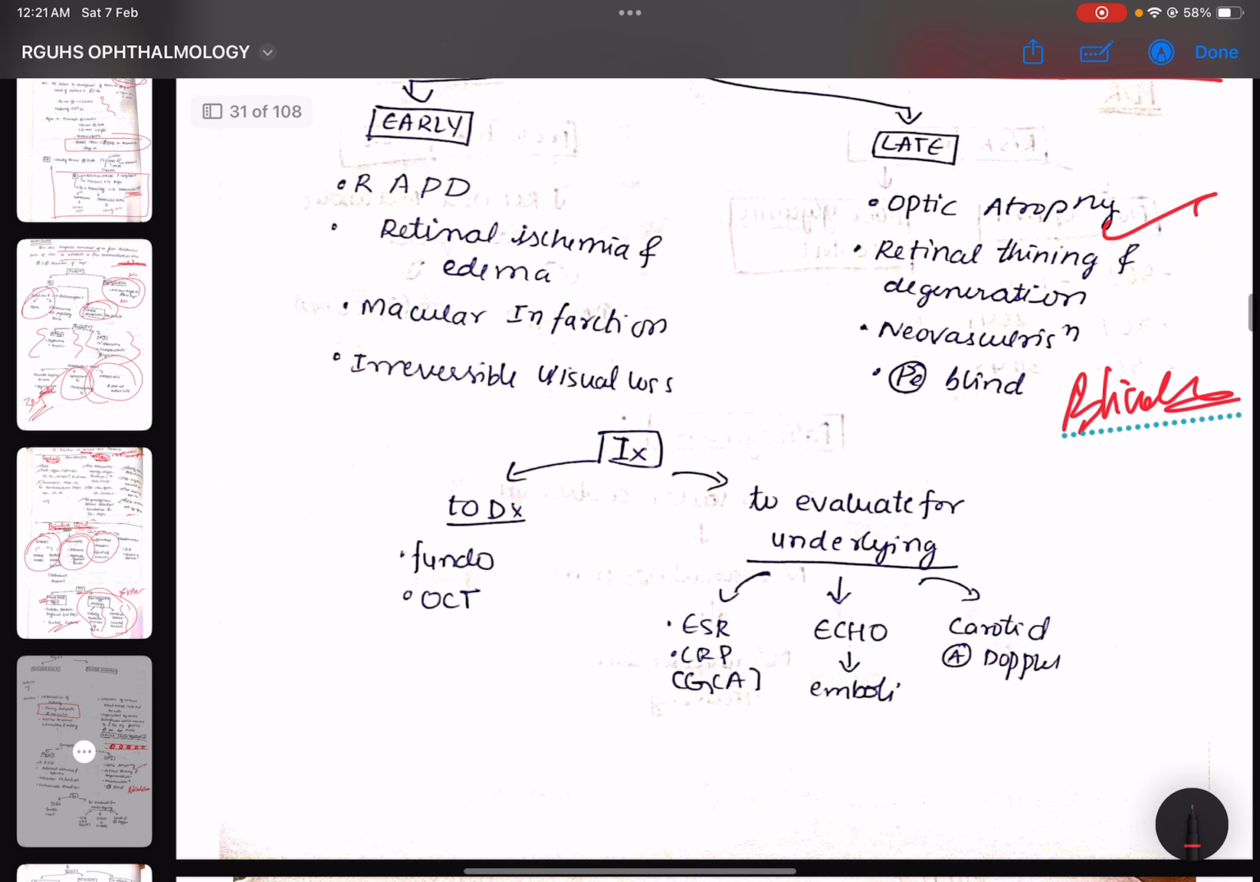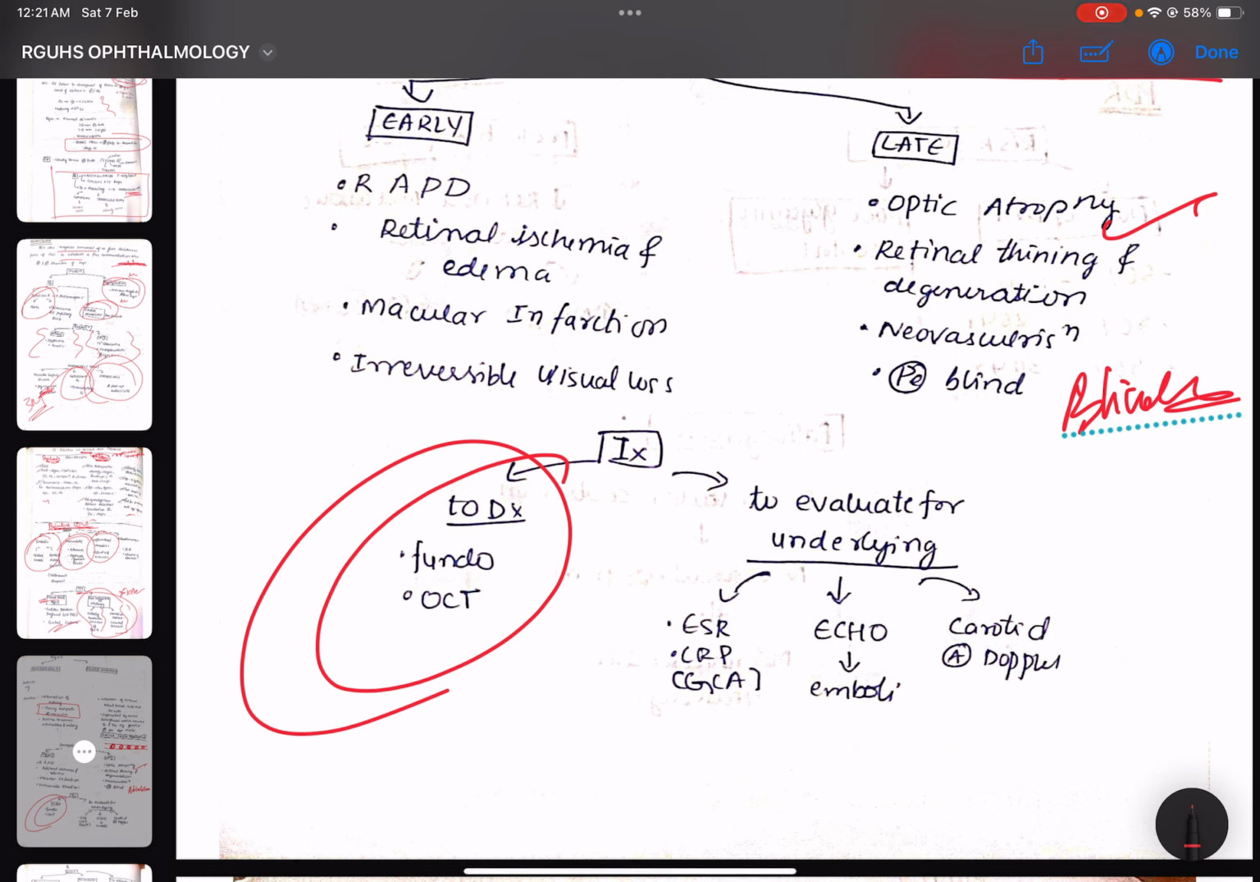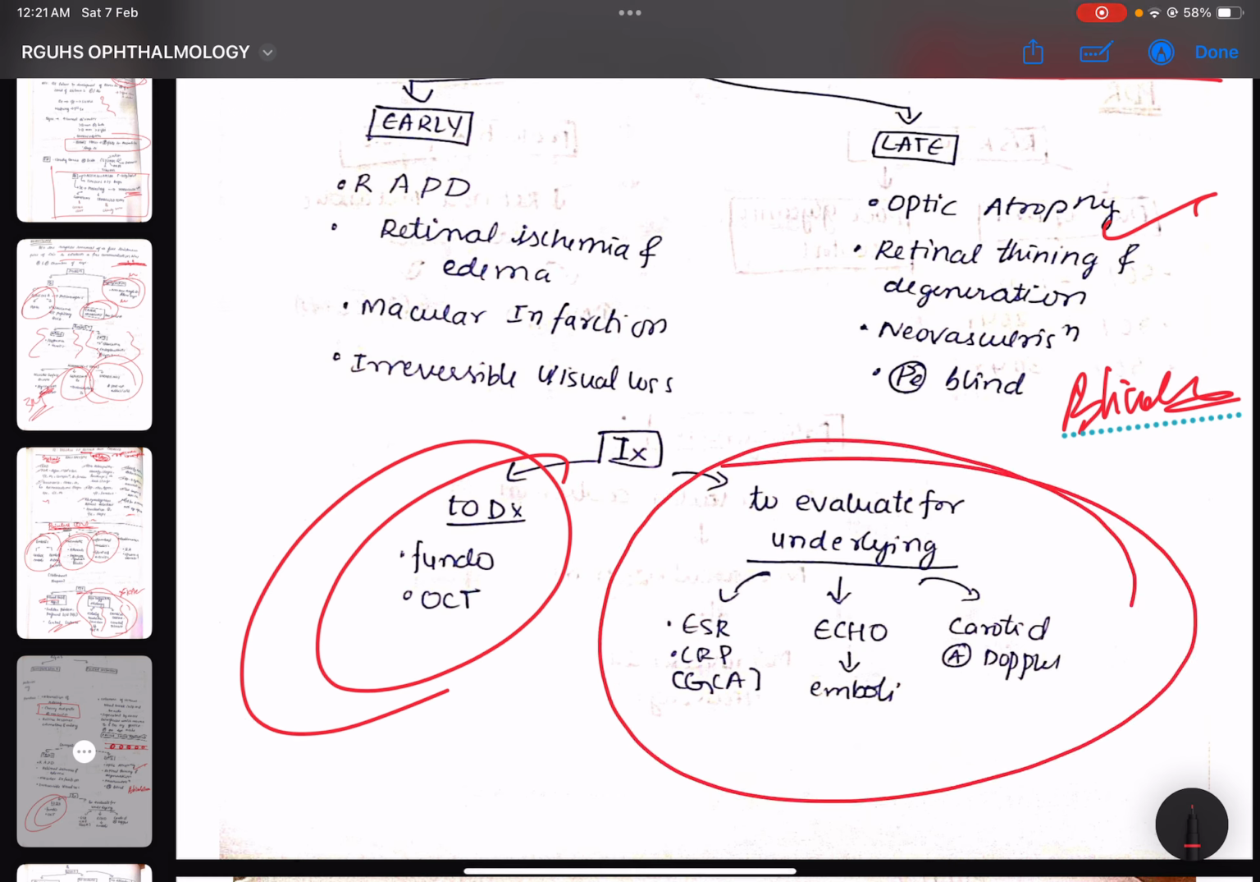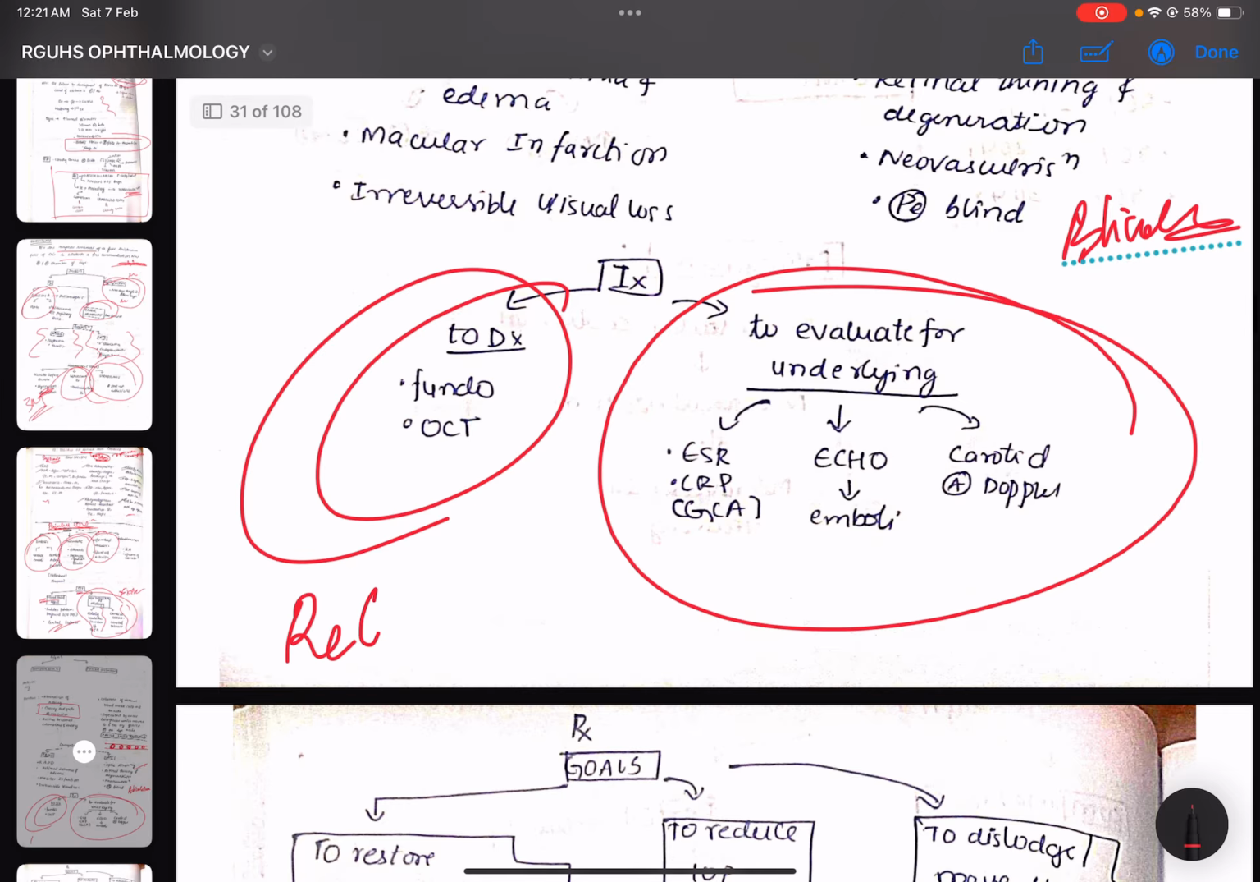Again, for investigation, these are the things to evaluate to diagnose the condition. But what is the important thing? One important thing you remember in retina: retina is a picture of your systemic or metabolic picture of your whole body in the eye. I think I can make a statement: retina is a photo of your systemic disease.